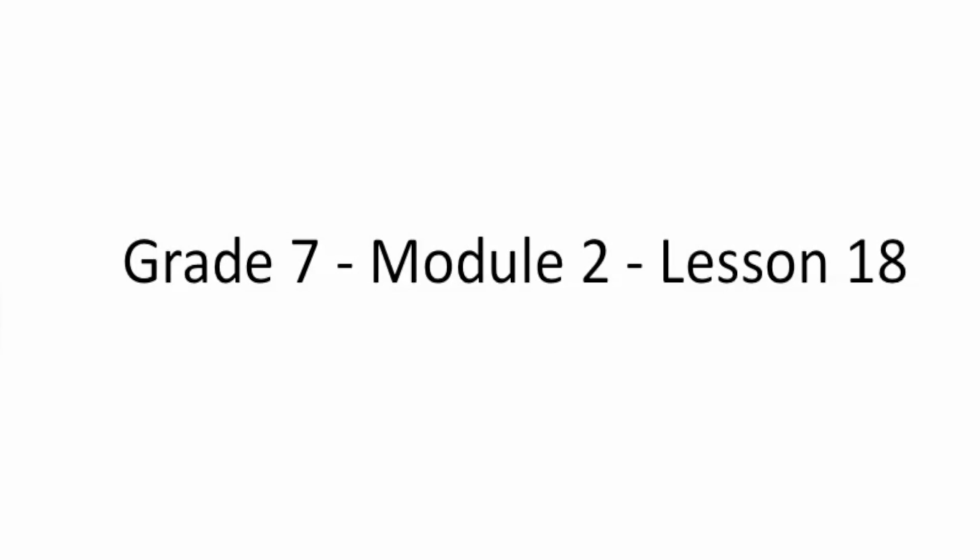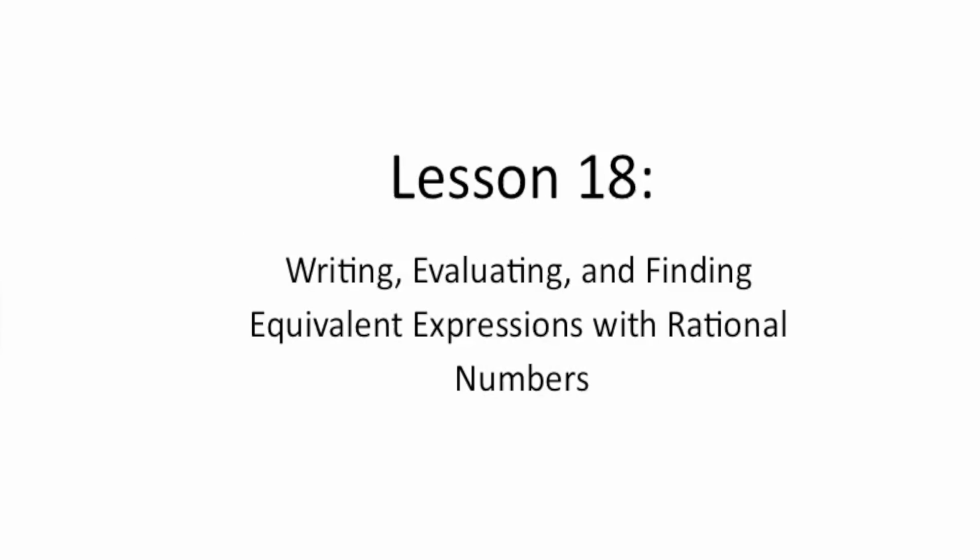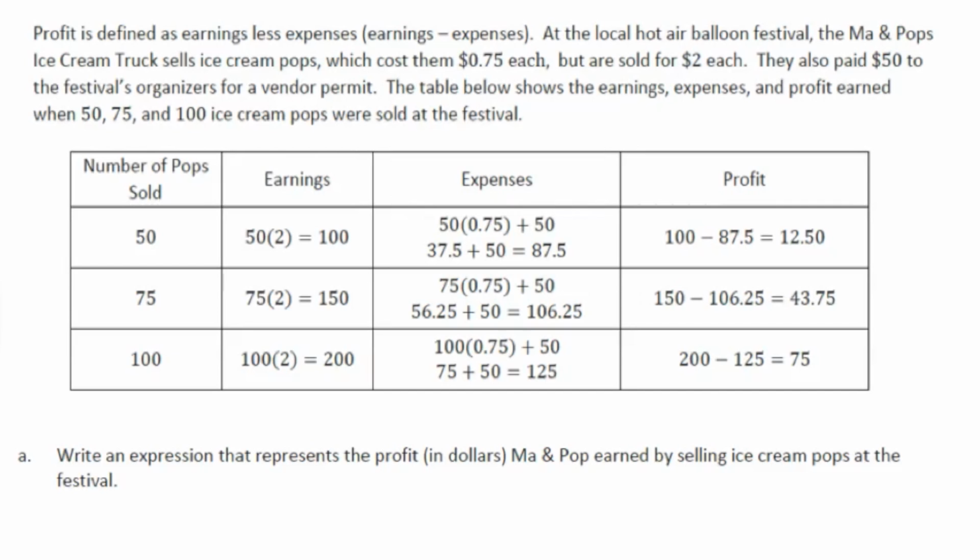Welcome to Common Core Math. This is Grade 7, Module 2, Lesson 18. The focus of this lesson is on writing, evaluating, and finding equivalent expressions with rational numbers. We are going to look at problem 4 from the problem set.